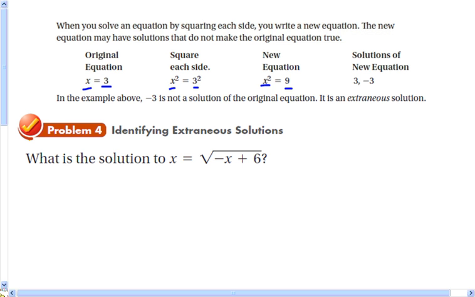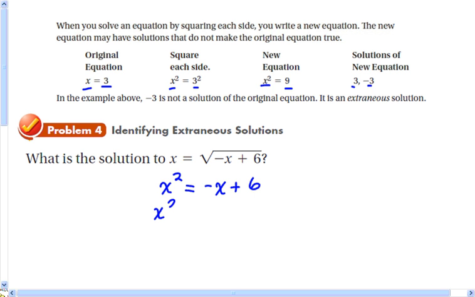And the solution to that new equation is 3 and negative 3. So we introduced a new solution that wasn't part of the original. So when we're squaring, we have to be careful. So if we want to solve this, let's say we want to square both sides to get rid of the square root. So we get this.